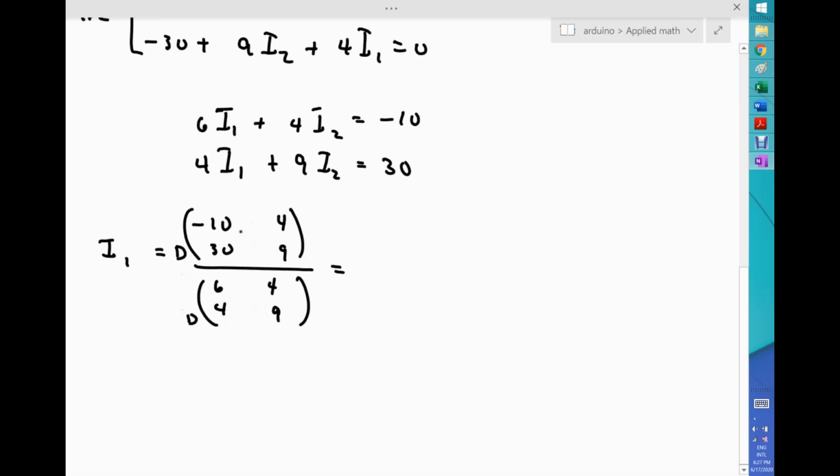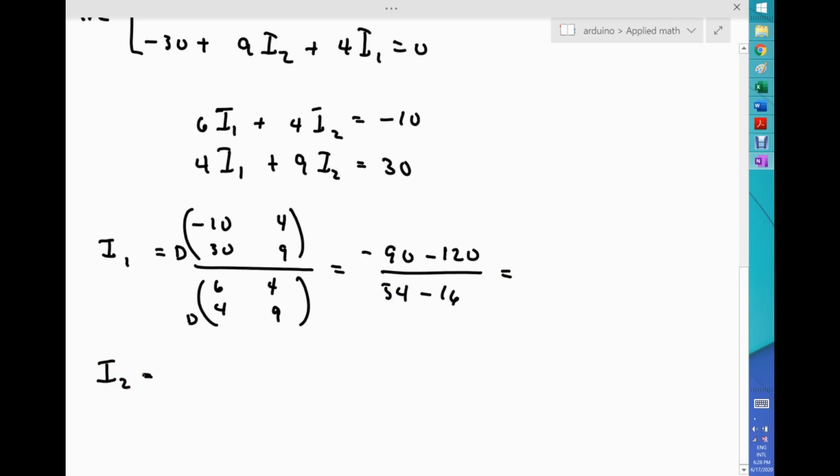So let's calculate the determinant of the numerator. That will be minus this times this, that will be minus 90, minus 30 by 4, 40, that's 120, divided by the determinant of the bottom. So that will be 54 minus 16, and that gives you a number. We can pull the calculator in a second, but let's work the other one, I2. Let's see what is I2.